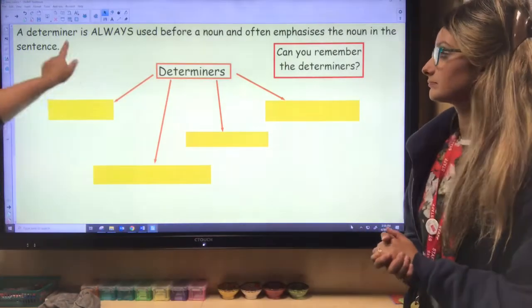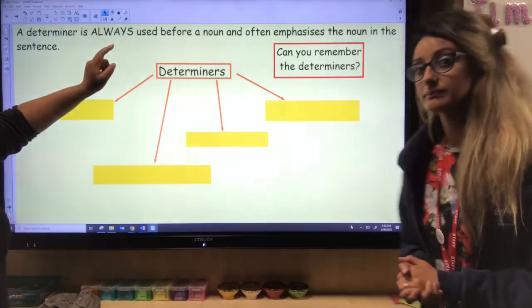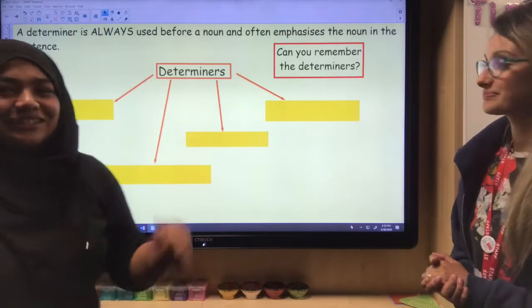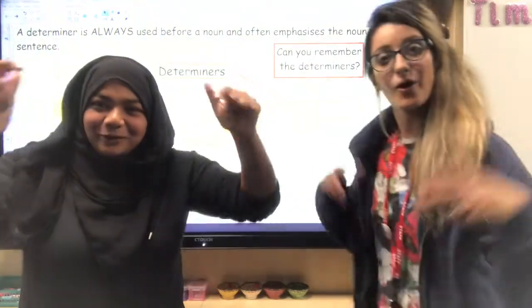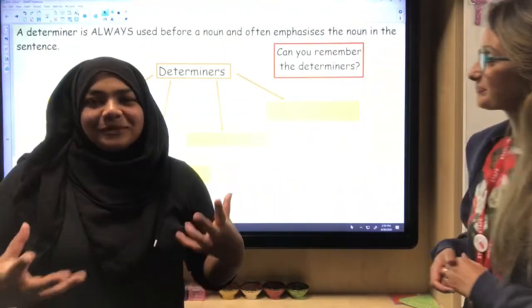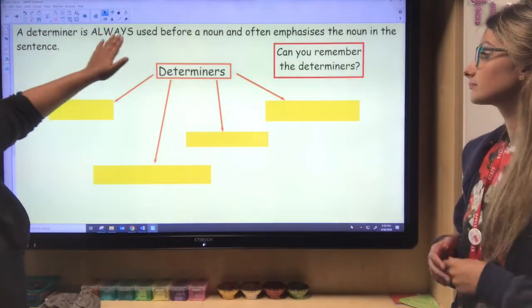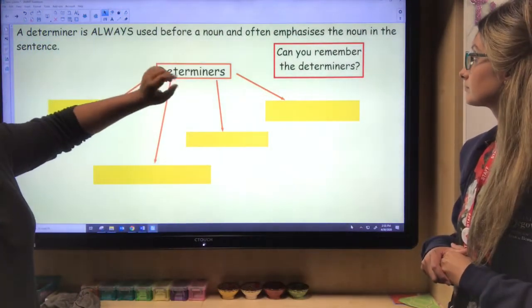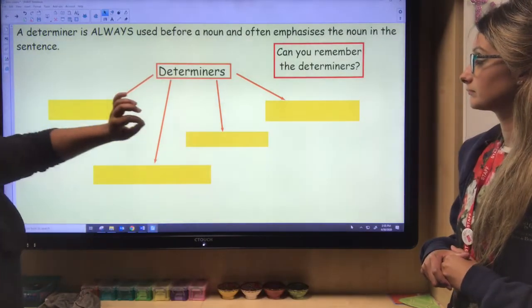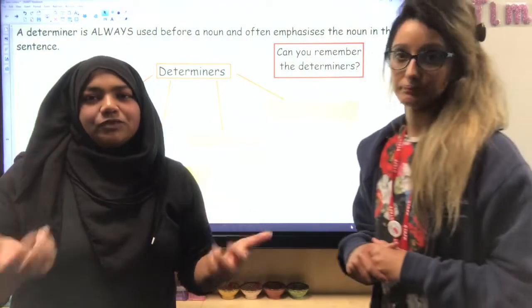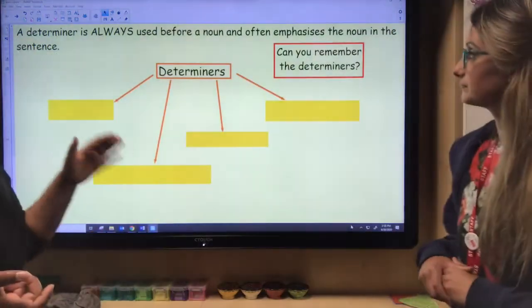So we know that a determiner is always, what is it, Mrs. Gale? Always used before a noun. So a noun is a person, place or thing. And obviously we have the abstract nouns, which are feelings. So a determiner is always used before a noun and often emphasises a noun in the sentence. That just means making it really obvious, making it really clear in the sentence. So we've already looked at this.